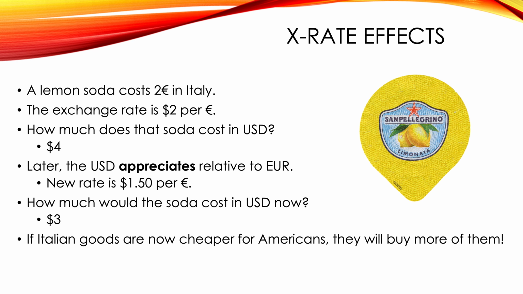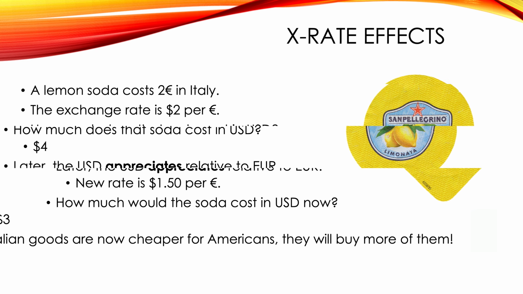Now, of course, the opposite of this is true as well, right? If you're an Italian person, if the dollar has appreciated relative to the euro, that means that the euro has depreciated relative to the dollar. So if you're an Italian, American goods are now going to be more expensive, which means you're going to buy less of them. And hopefully now I've hinted a little bit at why governments might try to control exchange rates, because it affects how much stuff people buy from their country or from other countries. So long story short, if a country's currency appreciates, foreign goods become cheaper.